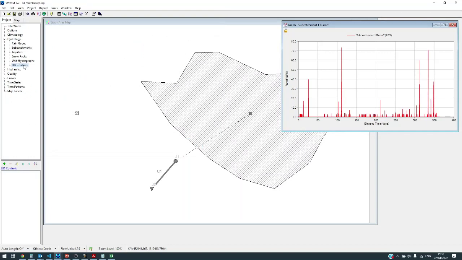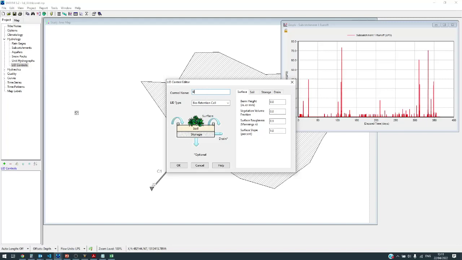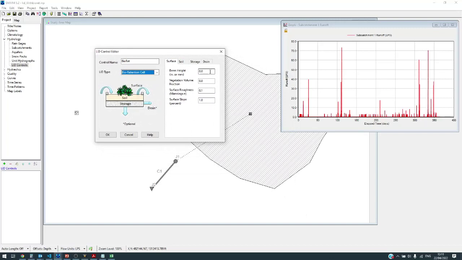As usual, we start by defining a LID control for the bioretention. Add an object, we'll call it bioret, and the type is bioretention cell, fine. Then we go on defining our parameters for the bioretention system. First, we start with the surface berm height, that is the storage height that we would allow on the bioretention cell surface before it overflows. In our case, it's 200 millimeters. Vegetation volume, how much of that space is taken up as a fraction by plants? Let's say, for simplicity, about 5%. Surface roughness is not important because this is not a flowing structure. Surface slope is also not important.